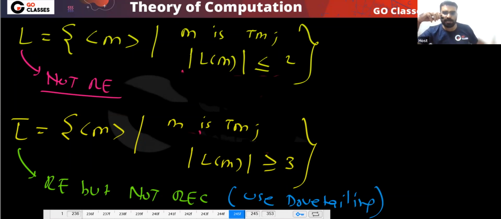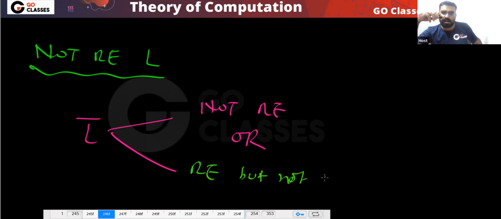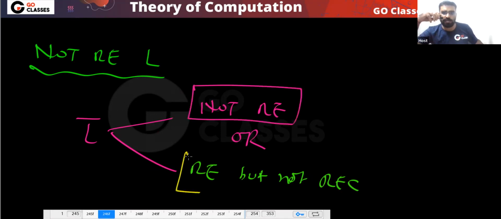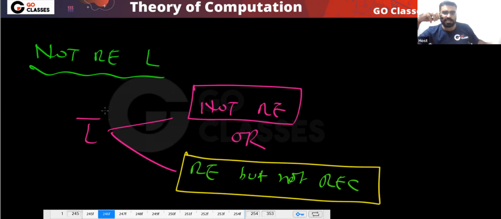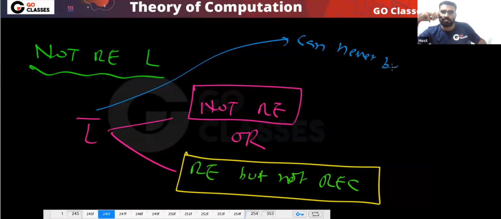Is this clear to everyone? You can notice that if your language L is not RE, then L complement may or may not be RE. L complement can be not RE, or L complement can be RE but not REC. But it can never be REC. So either it will be not RE or it will be RE but not REC.